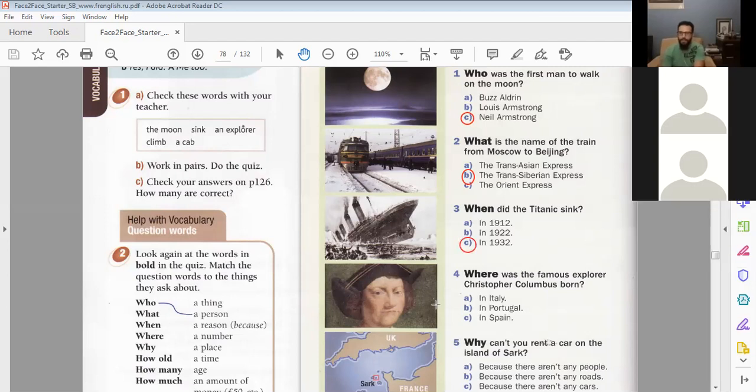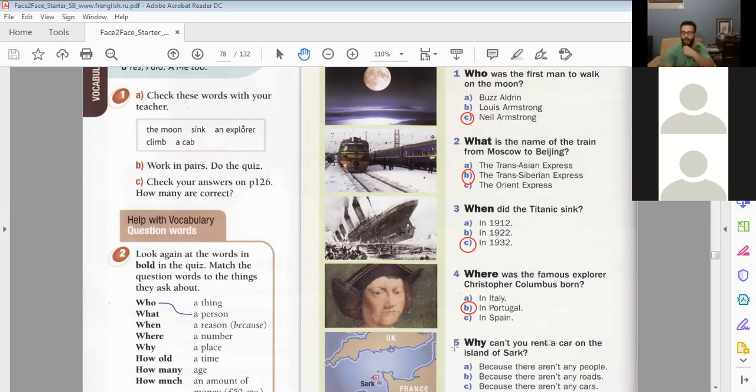Number 4, Basma. Where was Christopher Columbus born? I think in Portugal. Maybe. Okay, so I think it's Portugal. Okay. Number 5, Manal. Can you read the question? Why can't you rent a car on the island of Sark?